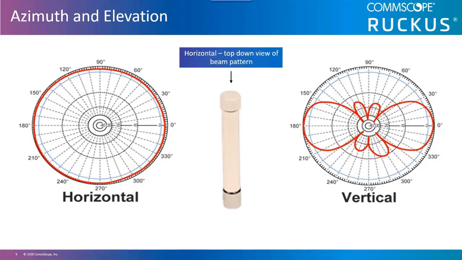The horizontal image here shows you the 360-degree coverage of an omnidirectional antenna. The elevation is a vertical view from the side of the pattern. This shape will vary based upon the antenna gain used. Lower gain antennas will have a wider pattern, while higher gain antennas produce a narrower pattern.